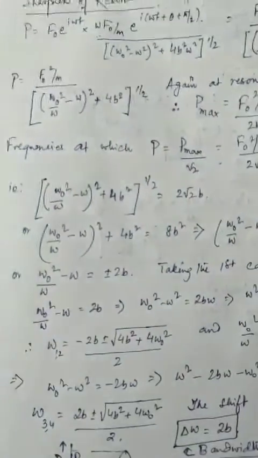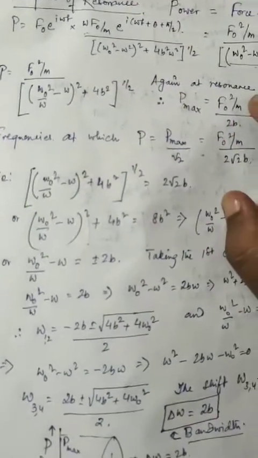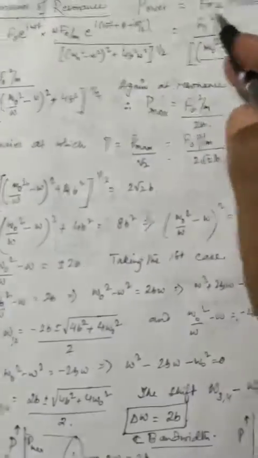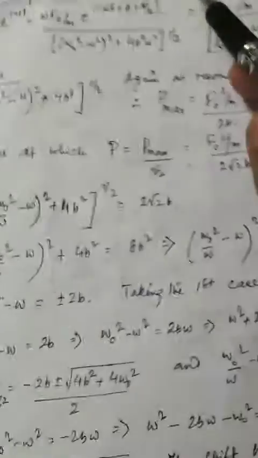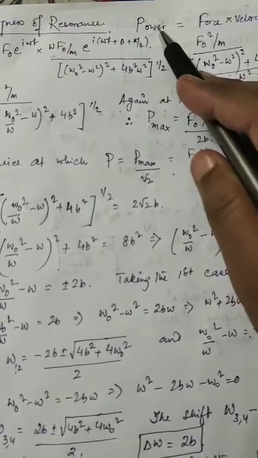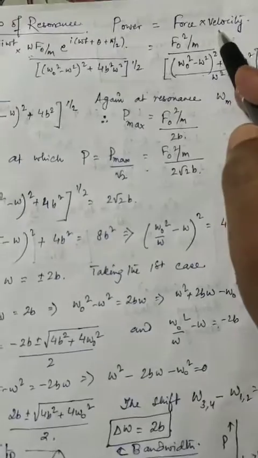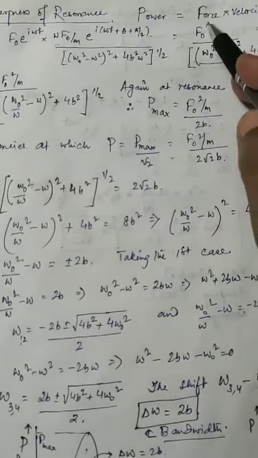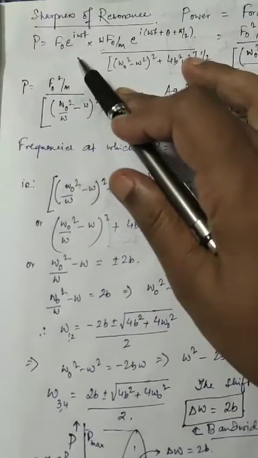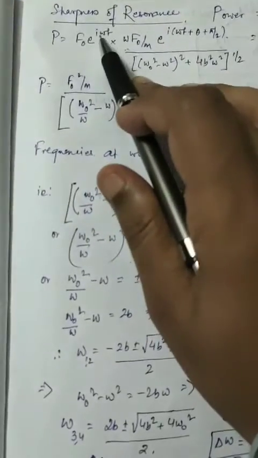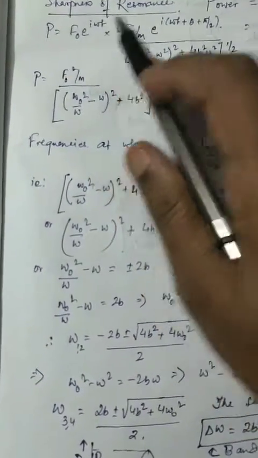Now this is going to be very, very important. Let's first deal with the mathematical part of it, and then we'll try to understand it physically. Now what is the power of the oscillation? The power is defined as force into velocity. Now what is the force being applied? The force is F naught, the periodic force I started with, F naught e to the power of i omega t.